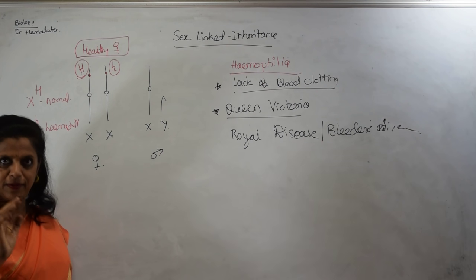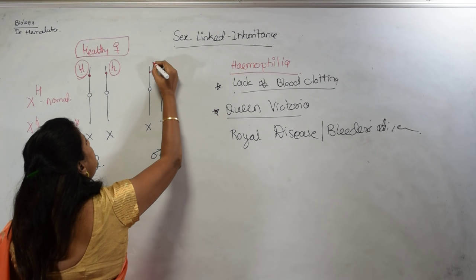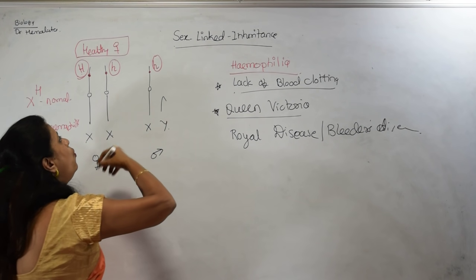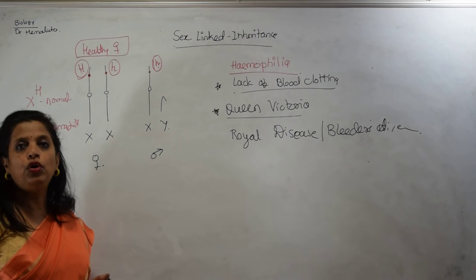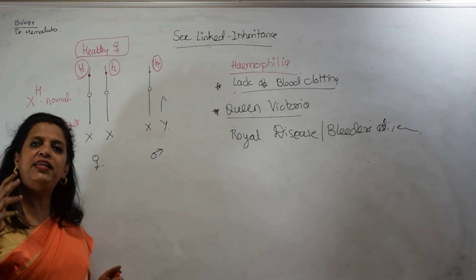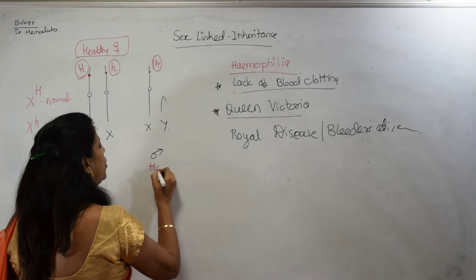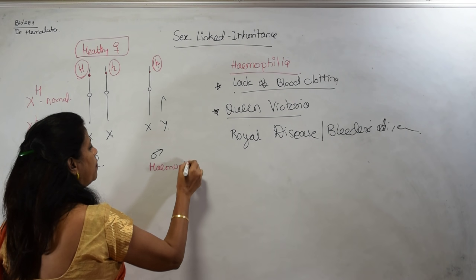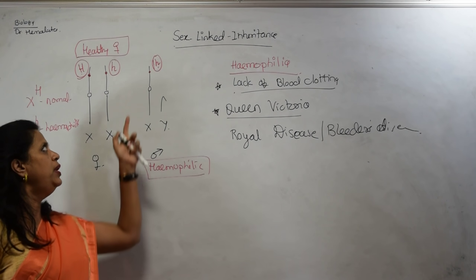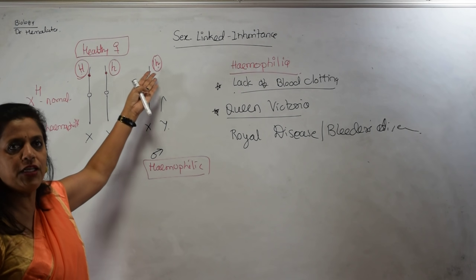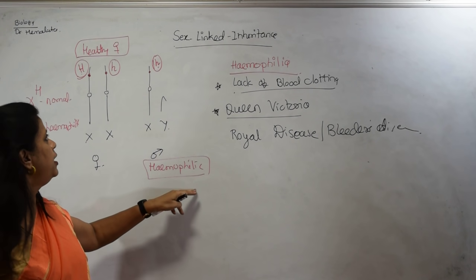They look normal. But suppose the men contain the diseased gene small h. What happens if they contain small h? There is no other allele for them to overcome the disease. Because Y is so small, they will be suffering. Such males are hemophilic males. Why did I tell you probability is more in males? Because they have only one X chromosome. If they get the healthy capital H here, they are not suffering.